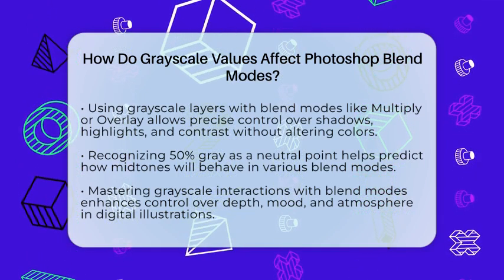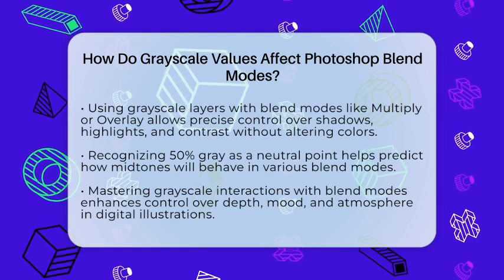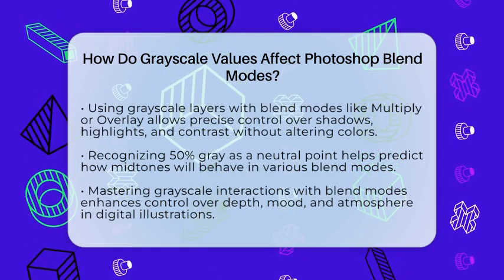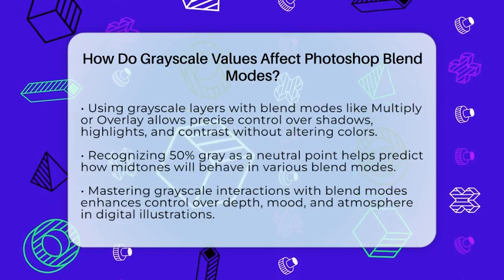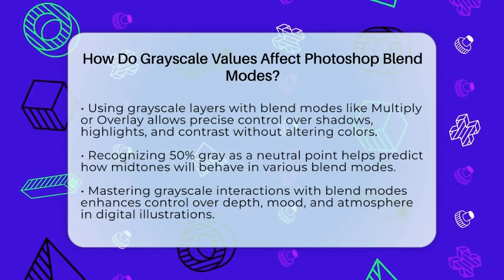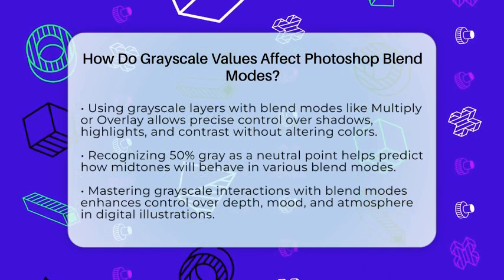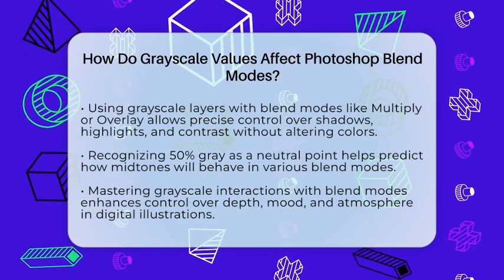Knowing that 50% gray acts as a neutral point in many blend modes helps you predict how your midtones will behave. This understanding makes your workflow smoother and your effects more predictable. When you master how grayscale brightness interacts with blend modes, you gain a powerful tool for creating depth, mood, and atmosphere in your digital illustrations.